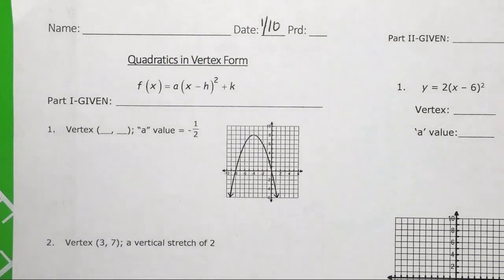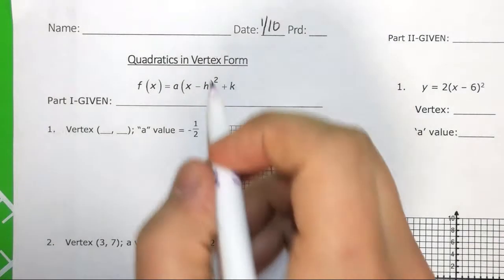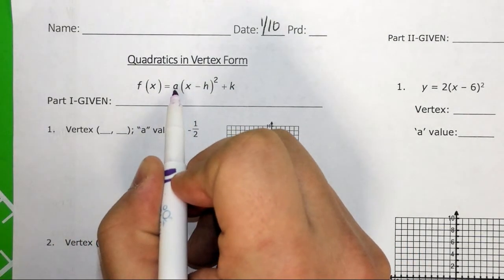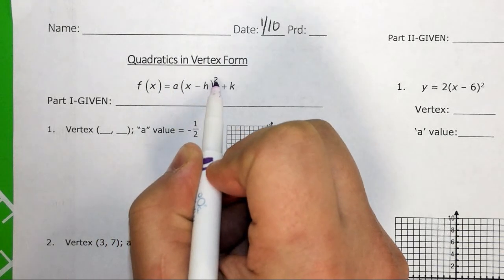Hello, my algebra superstars. Today we're working on some notes and some work with quadratics in vertex form that we introduced yesterday. We did the notes on it. So remember, this was our equation right here: f of x equals a times x minus h squared plus k.